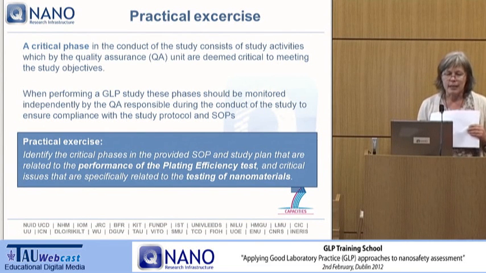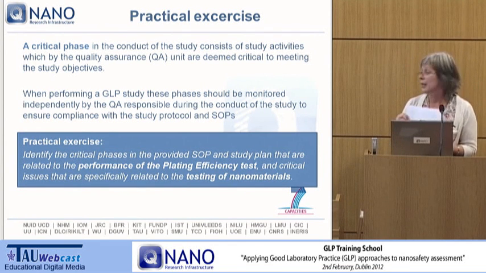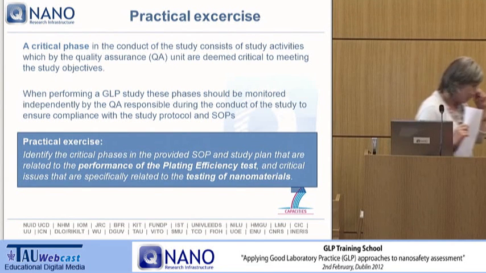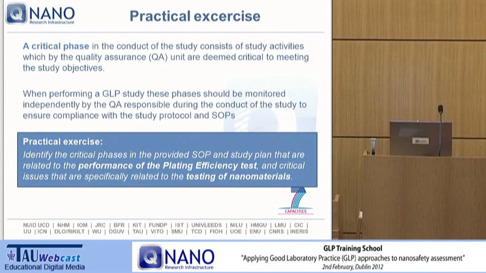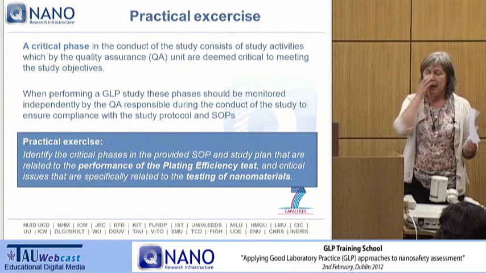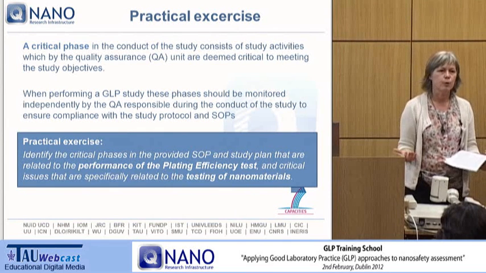So the question here will be: identify critical phases in the provided standard operating procedures and study plan that are related to this particular study. I don't know how we can run this. We probably have half an hour. You can read and check everything, and we are here to help if you don't understand something.